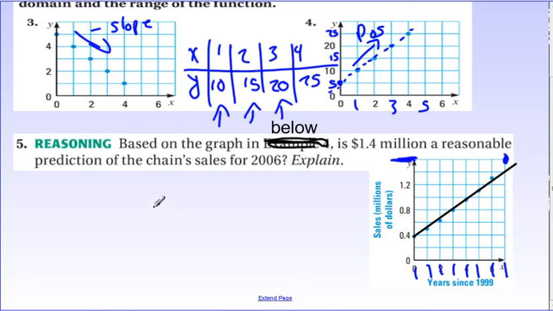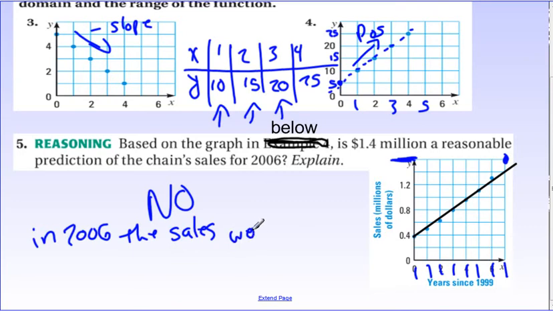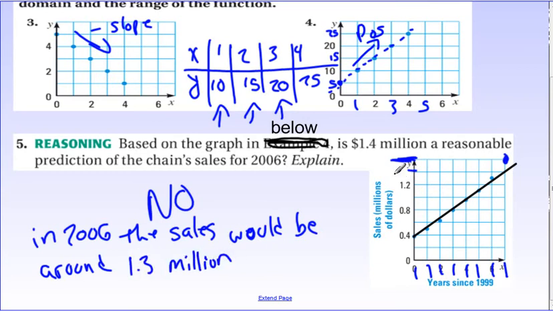My opinion, no. My guess is in 2006, the sales would be around, I don't know, what is that? 1.1 million? No. 0.8. Oh, yeah, that. Yeah, 1.3 million. There you go. 1.3 million. Yeah, because that's 1.4, 1.3, 1.2. Or my scale's completely off.